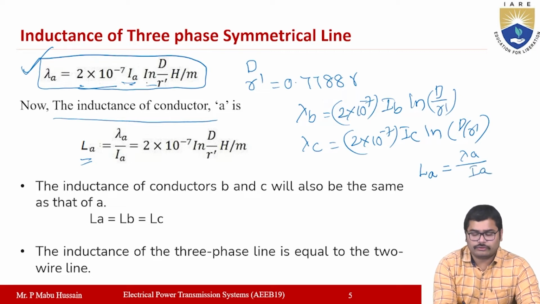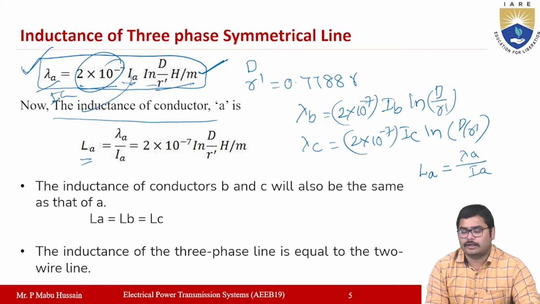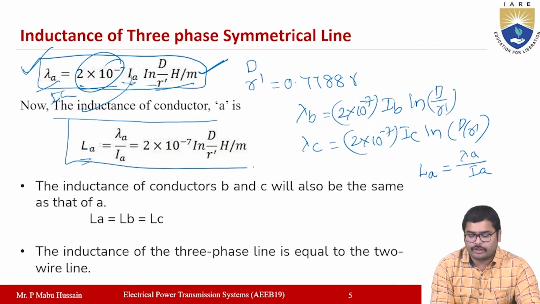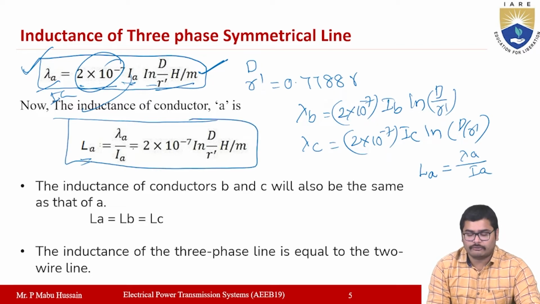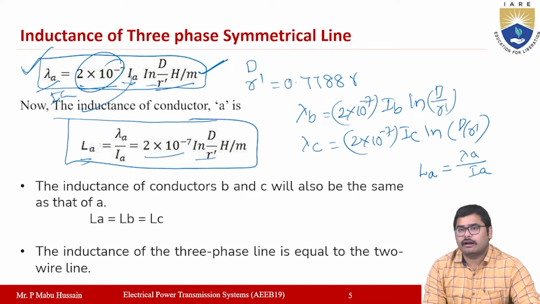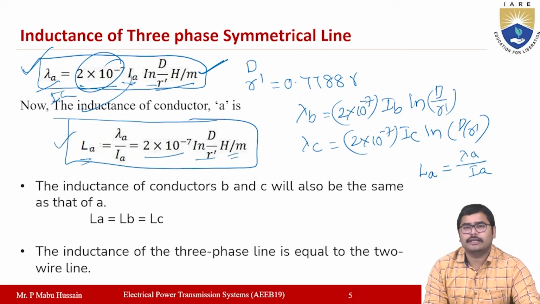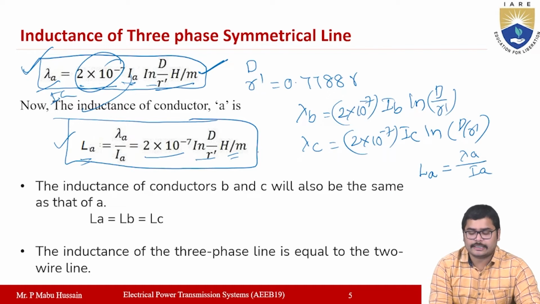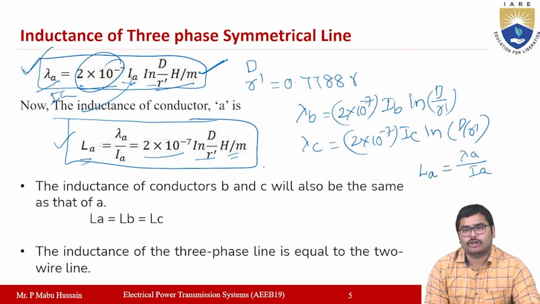So from this equation, lambda A by IA will be 2 into 10 power minus 7 ln d by r dash. So LA will be equal to 2 into 10 power minus 7 ln d by r dash, and the units here are henries per meter. So the value of inductance here is for 1 meter only. If you want it for 1 kilometer, you have to multiply this equation by 1000, so that you get the inductance in henries per kilometer.